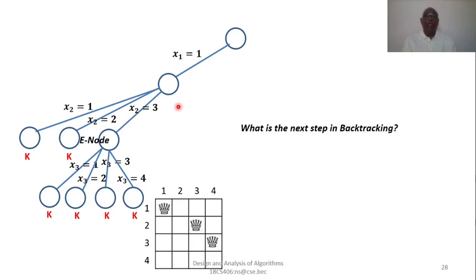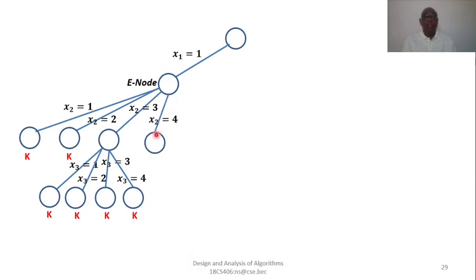So backtracking in the next step builds or creates the child of this E node by choosing the value of x2 equal to 4. But once again, does it satisfy the bounding function? x1 is not equal to x2. The row difference is 1. The column difference is 3. So it satisfies the bounding function. Hence, this node becomes the E node.